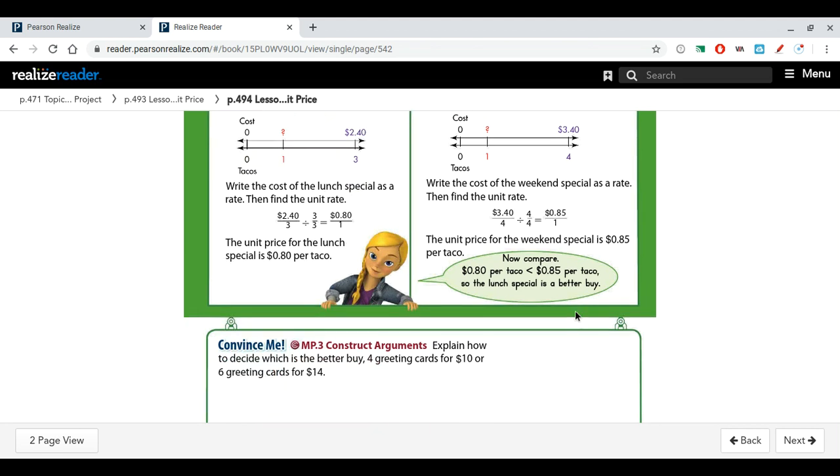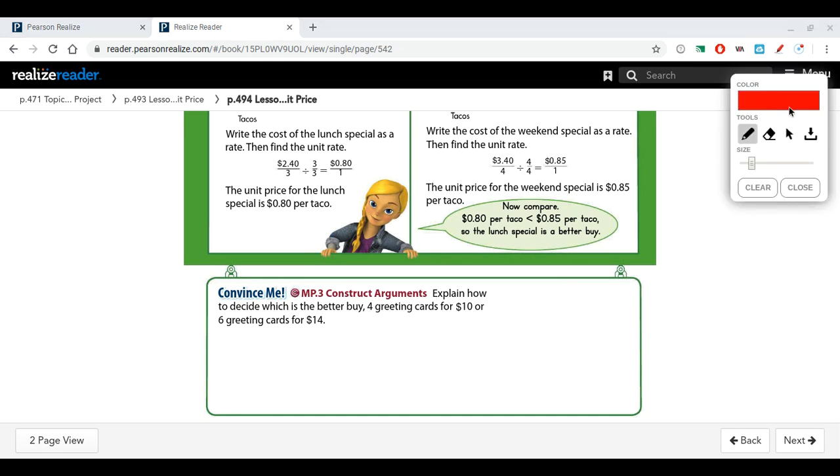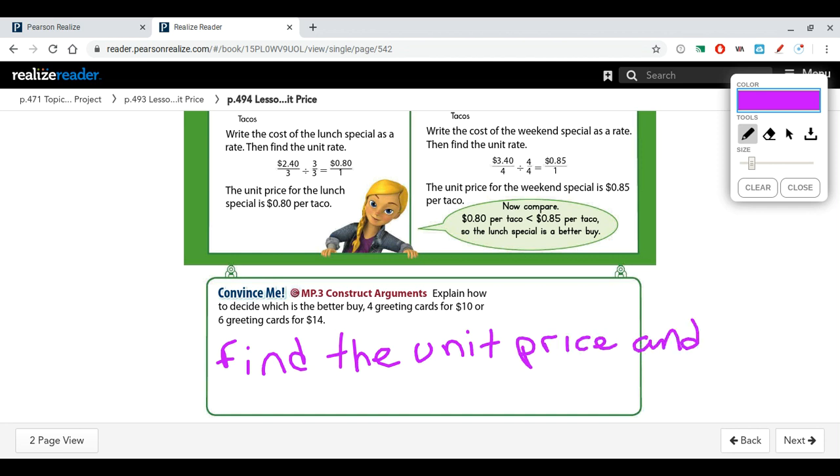Okay. So if we take a look at the convince me, it says explain how to decide what is a better buy: 4 greeting cards for $10 or 6 greeting cards for $14. And so it's, again, not asking me how to solve. It's asking me to explain how to decide which is a better buy. And so what we're going to do is find the unit price and compare. And then that will tell me what the better buy is.